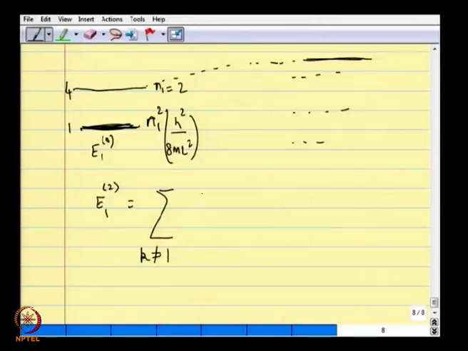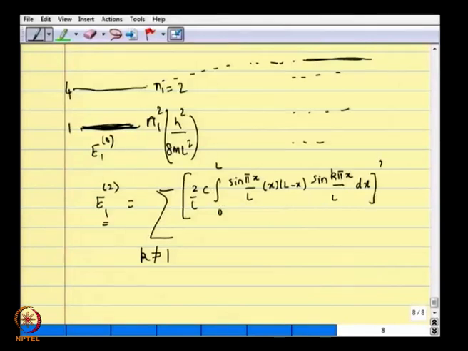Since we know all the formulae, we can write the integral 2 by L, integral 0 to L. Remember, there was a psi n 0, so this is sine pi x by L, the first wave function, times c x into L minus x, okay. Then the other one is sine k pi x by L dx, and if you recall, the other integral is simply the complex conjugate of this, and since this whole thing is real, it is very easy for us to write this as a square, okay.